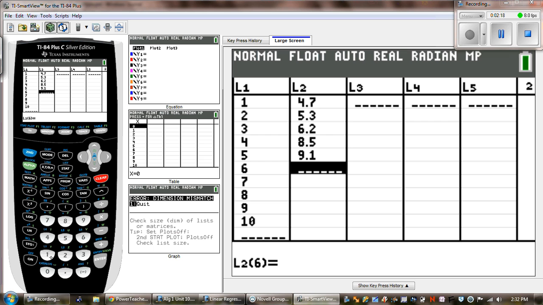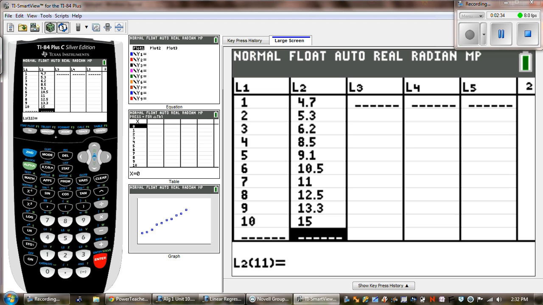Oops. Sometimes when you're doing these too fast, you can make mistakes, like I almost did right there. 11, 12.5, 13.3, and the last one is 15.